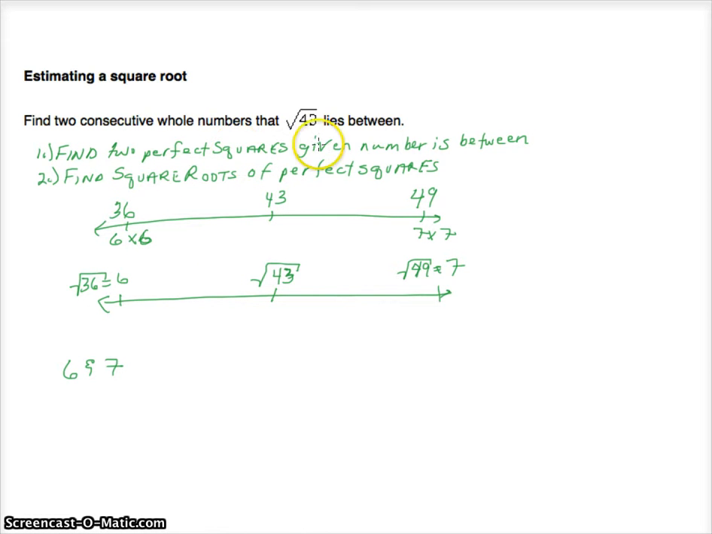So again, find the two perfect squares that your given number is between, and then find those square roots. I need you to do these next two examples and have them ready for Socrative tomorrow.